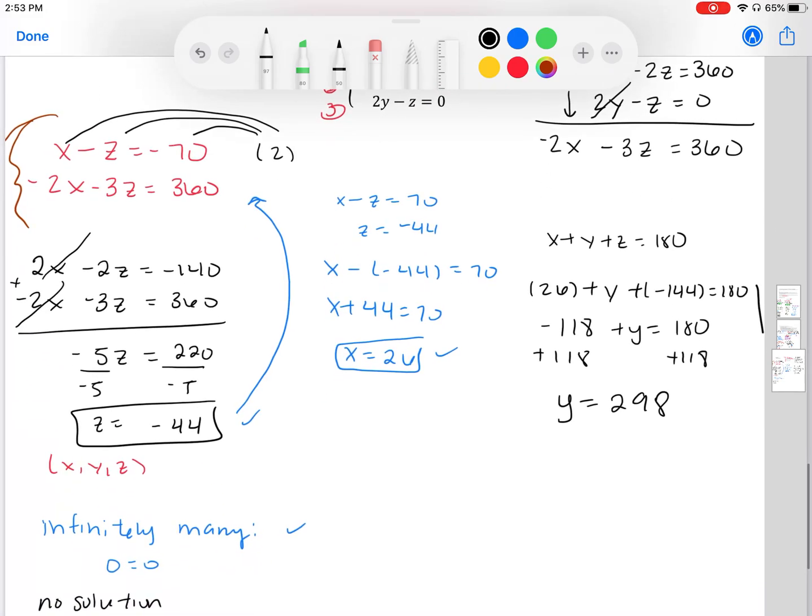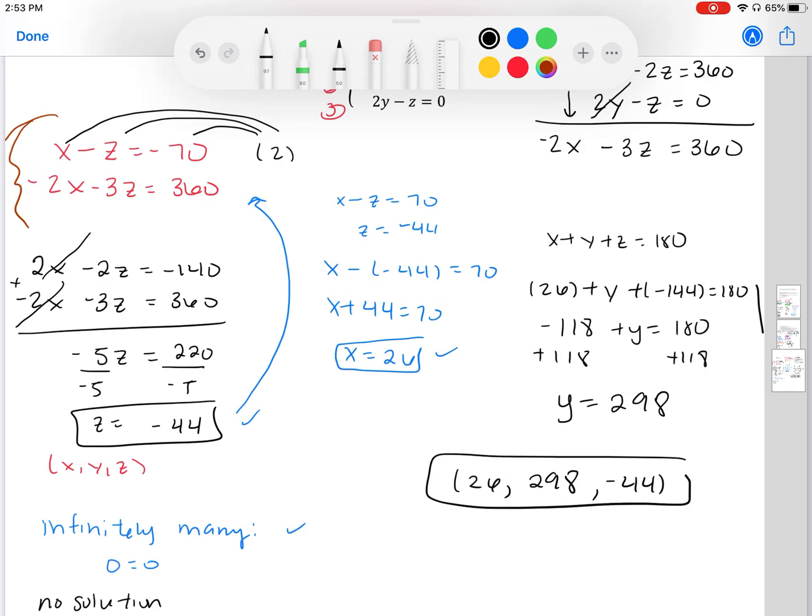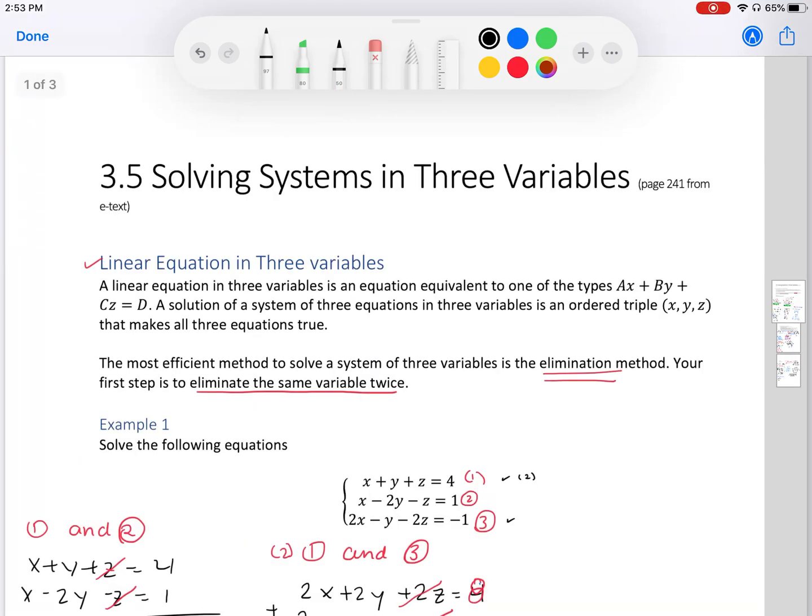So our values x, y, and z are 26, 198, and negative 44. All right, that's it for this problem and for this section. That was 3.5 solving systems in 3 variables. Thanks.